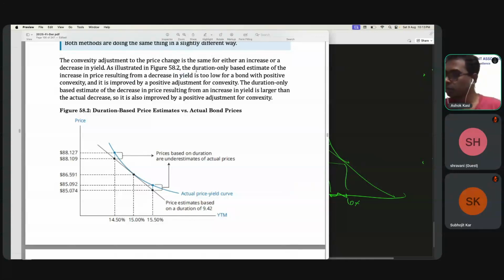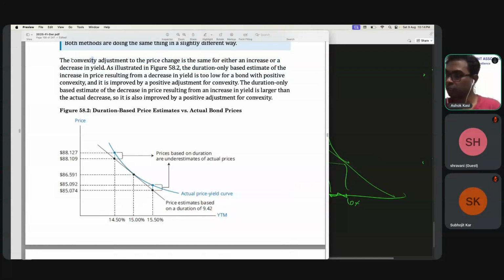The duration only based estimate of the increase in price resulting from a decrease in yield is too low for a bond with positive convexity and is improved by positive adjustments for convexity. The convexity adjustment to the price change is the same for either an increase or a decrease in yield.